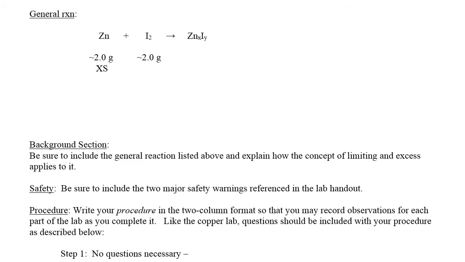The procedure, I would write your procedure in the 2-column format, much like the copper lab, so that you can record your observations for each part of the lab as you complete it. And so that means when you get to the procedure, you will, on the left side of your lab, describe the steps you're going to be carrying out, and then there's space over on the right for you to record observations and data.